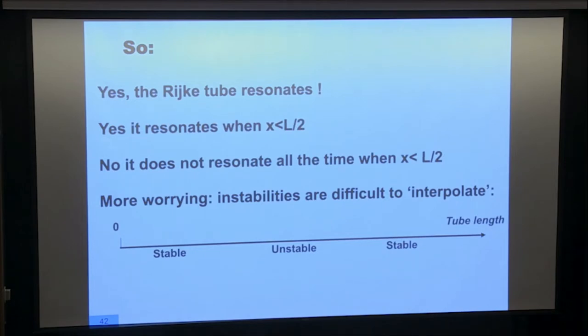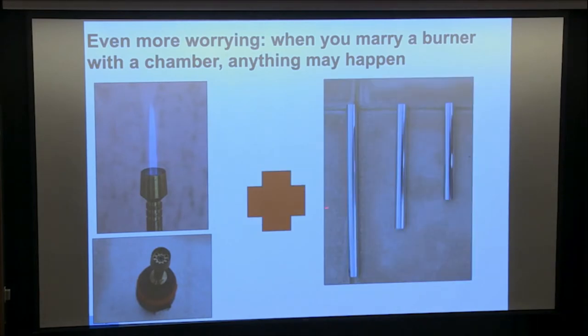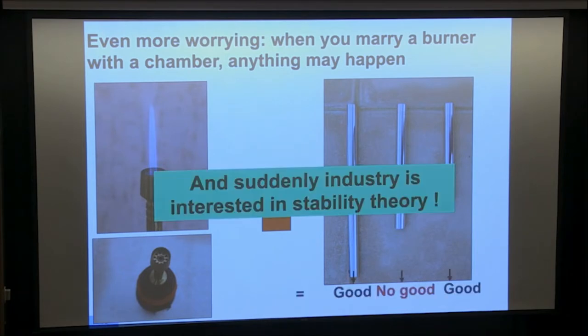The thing which is worrying, of course, for industry is the fact that these things are not monotonic, okay? As a function of length, you can be stable, unstable, and stable. That's bad, okay? In industry, we don't like that. That means, for example, that in the example I've shown you, this burner in these three chambers is not working for the middle one. That's bad news. So industry now starts to worry about stability because they have to.